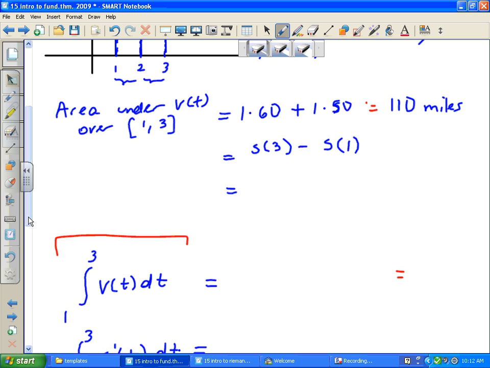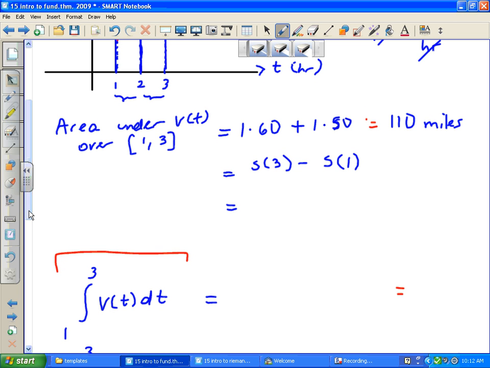And what do we get for that? We just got that, right? What was the area under that from 1 to 3 hours? 110 miles. And one way to write that, we agreed, is the displacement, s of 3 minus s of 1. Distance traveled up to the 3rd hour minus distance traveled up to the 1st hour. That difference is the total distance traveled between the 1st and the 3rd hours, right?